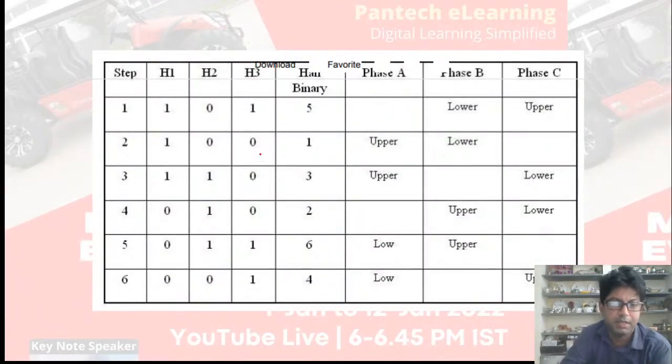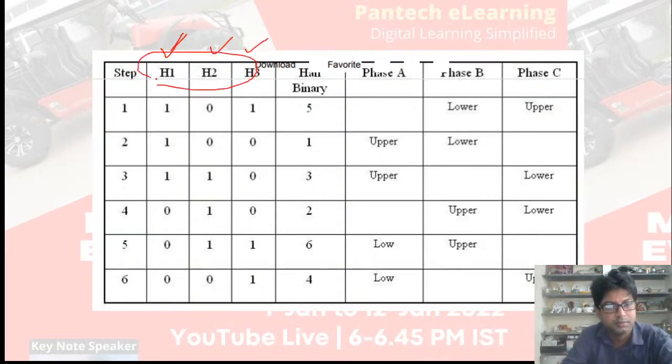So now this is the sequence. If you see, this is the Hall sensor to detect. It is nearer to A phase, B phase and C phase. So when it is nearing, that time it will come as high. If it is away, it will become zero. So these are the total states that will come.